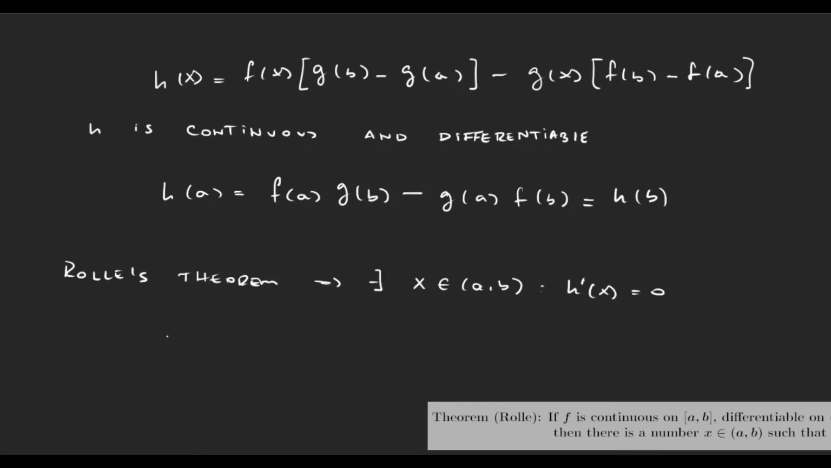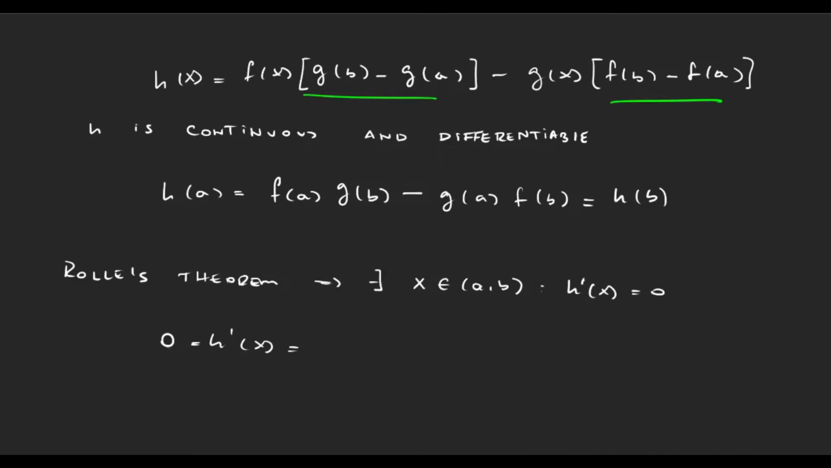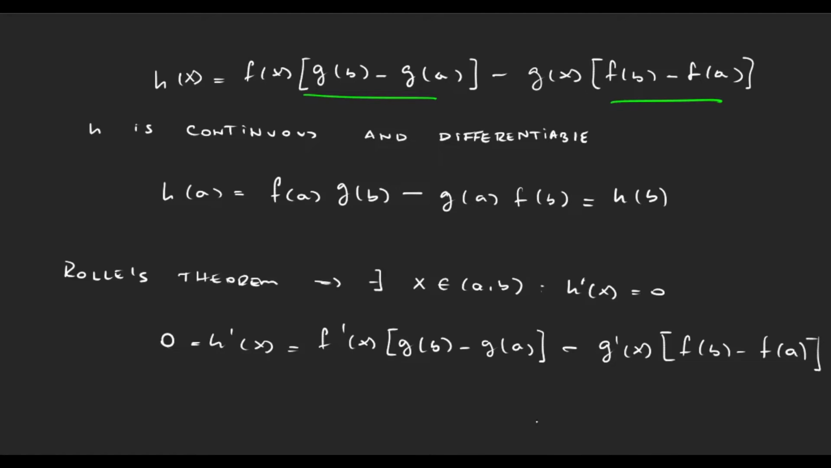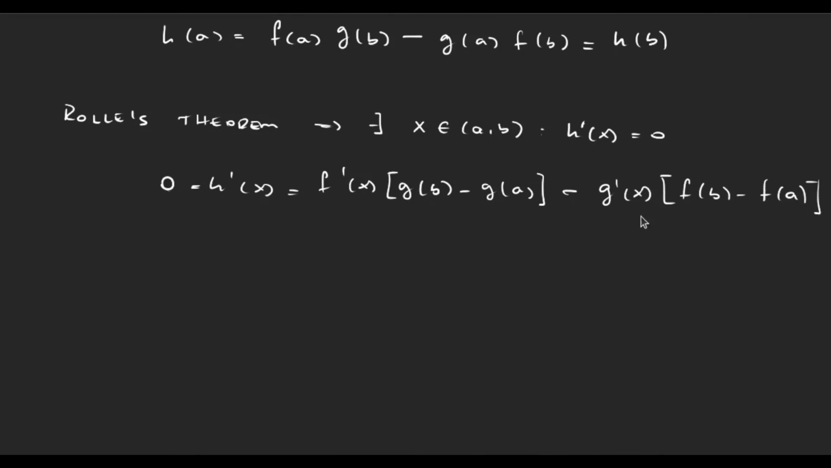So let's calculate h prime. So then 0 is going to be equal to h prime in x, which is equal to, well, we have that this and this are both constants, so this gives us f prime in x times the constant minus g prime in x times the constant. And there you go. This is exactly what we were trying to prove, because we had f in b minus f in a, the constant, times g prime equal to the other constant times f prime. And this is what we have here.